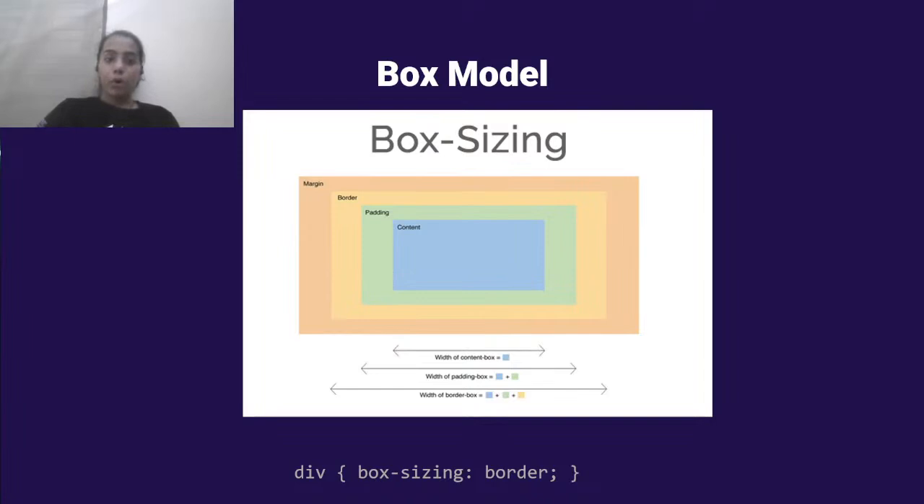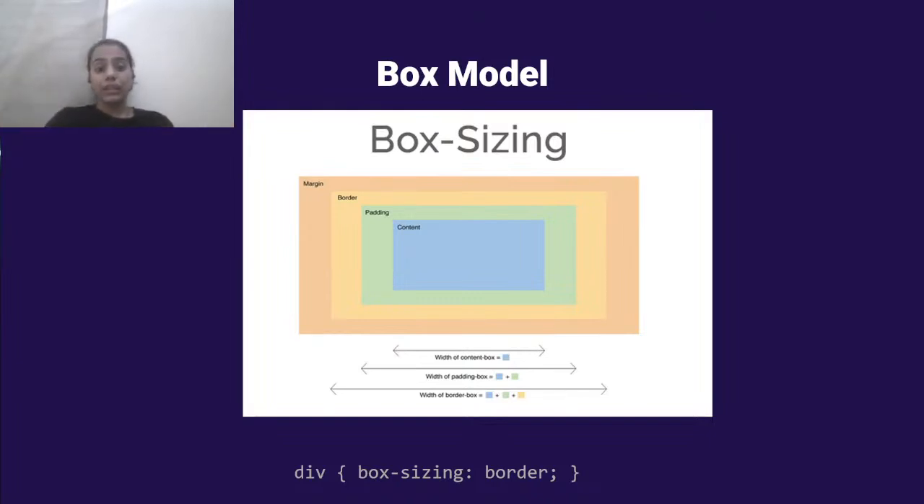So the CSS box model is a fundamental concept in web development that describes how elements on a web page are structured and how their dimensions can be calculated. It consists of several layers of components that define the total space an element occupies within the layout. These layers include content, where the actual content of the HTML element, such as text, images, or other media, goes. Padding, the space between the content and the element's border.